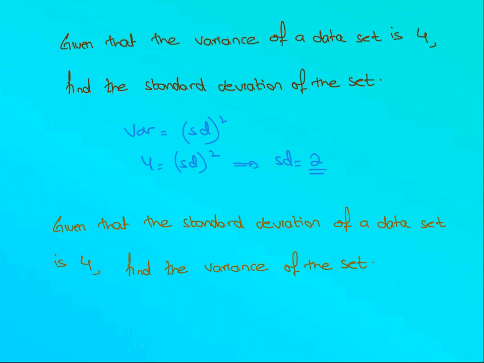They're also saying, given that the standard deviation of a set is 4, find the variance. Again, same relationship, variance is standard deviation squared. So that's actually 4 squared, which is 16. So just be careful with the information you have. If you have the variance, you have to square root it to get the standard deviation. If you have the standard deviation, you have to square it to get the variance.